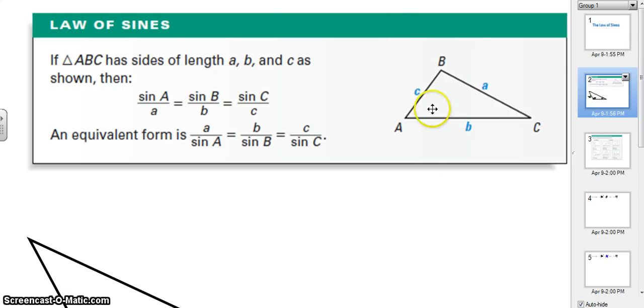Now, if you look at the triangle and you look at the law of sines, notice that I've got the sine A, capital A, that denotes an angle. So I have an angle and a side opposite, an angle and a side opposite, an angle and a side opposite. That's the only time I can ever use a law of sines, is if I do have an angle and then a side opposite.